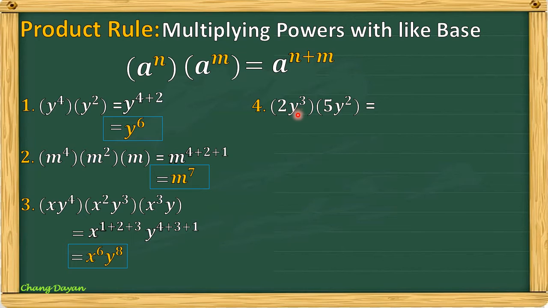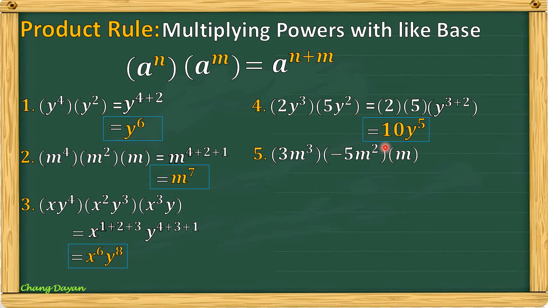Next example. So, dito, mayroon tayong numerical coefficient na 2 at 5. So, 2y cubed multiplied by 5y squared. Unang gagawin, multiply ang numerical coefficient na 2 at 5. Next, we have ang exponent ng ating y dito ay 3, samantalang dito ay 2. Add lang natin yan. So, 2 times 5, the product is 10. 3 plus 2 will get 5. So, therefore, we'll have y to the 5th power. Our answer in number 4 is 10 y to the 5th power.